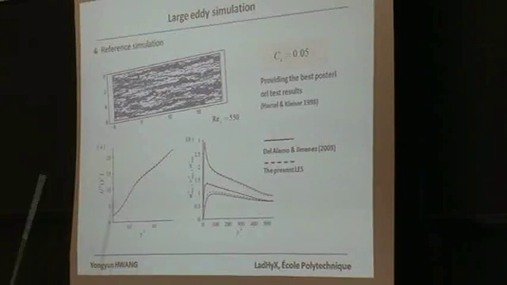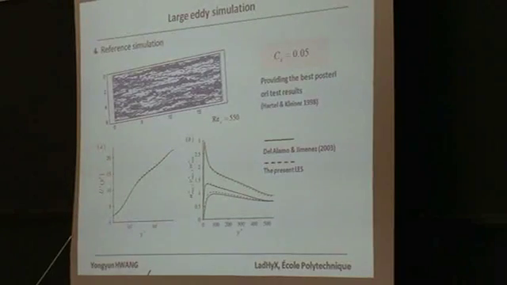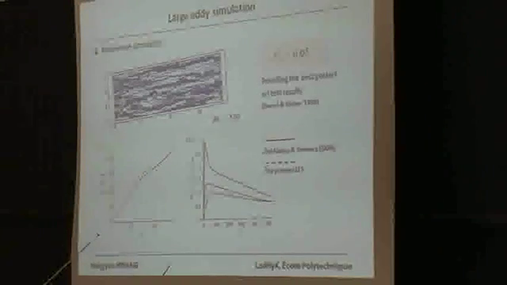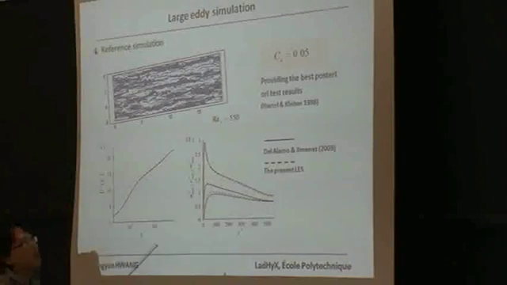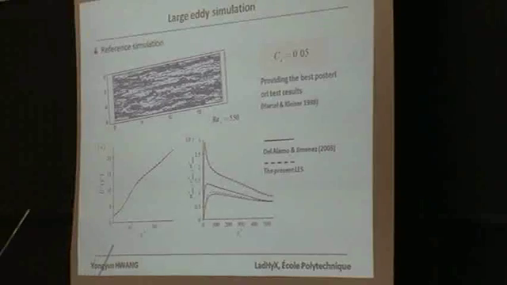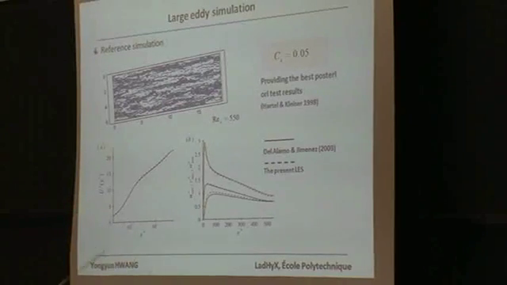We do the reference simulation with CS equal to 0.05. CS equal to 0.1 has been a commonly used value for the static Smagorinsky model, and this value also showed the best result in a priori tests. But a recent study by Hattori and Nagano showed that CS equal to 0.05 provides the best a posteriori test results, so we consider this value as the reference value. You see that the present LES shows very good agreement with the DNS by Jiménez.